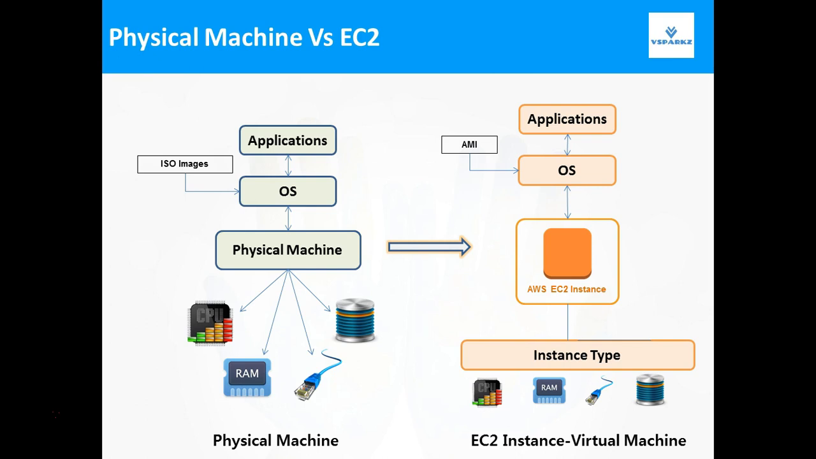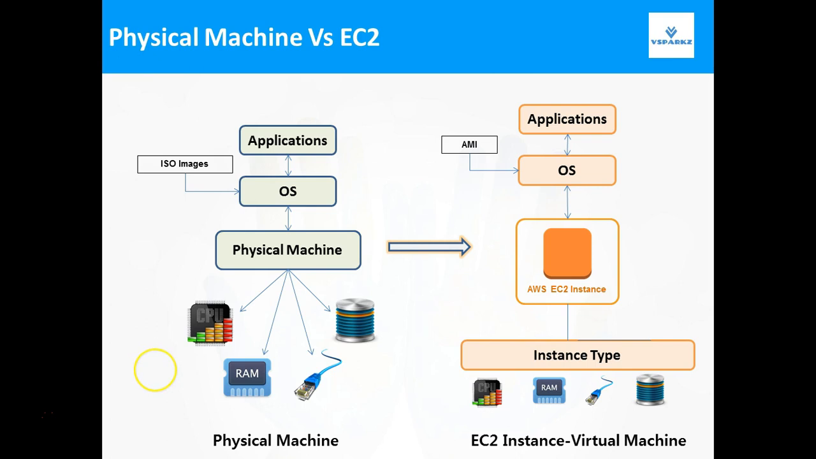This picture shows the reference diagram of a physical machine versus that of an EC2 instance. Towards your left, all the hardware like CPU, RAM, network and hard disk in a physical machine are real physical hardware, whereas in an EC2 instance, that is to your right, it's fully virtual hardware. The CPU, RAM, network and storage, everything is virtual.